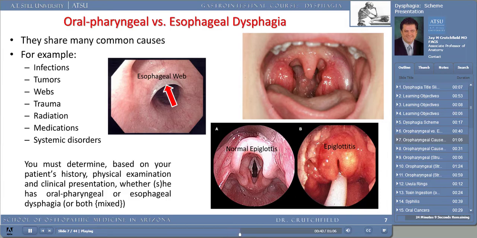Tumors of both the oropharynx and the upper esophagus can cause dysphagia, medications, trauma, radiation, and even systemic disorders. It's important for you to base on your patient's history and the physical exam and how they present whether they may have an oropharyngeal or an esophageal dysphagia, or both, called a mixed dysphagia.